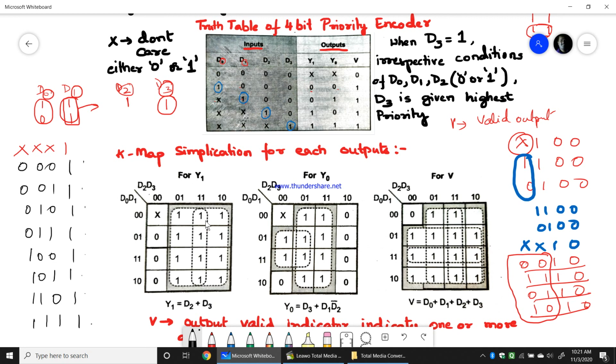Okay, now we will enter these conditions here in the K-map. For 0 0 0 0, Y1 is x, so don't care. Whereas for 1 0 0 0, Y1 is 0. Now x 1 0 0 will give you two values, 1 1 0 0 and 0 1 0 0. So for 1 1 0 0 it is 0, and for 0 1 0 0 it is 0.